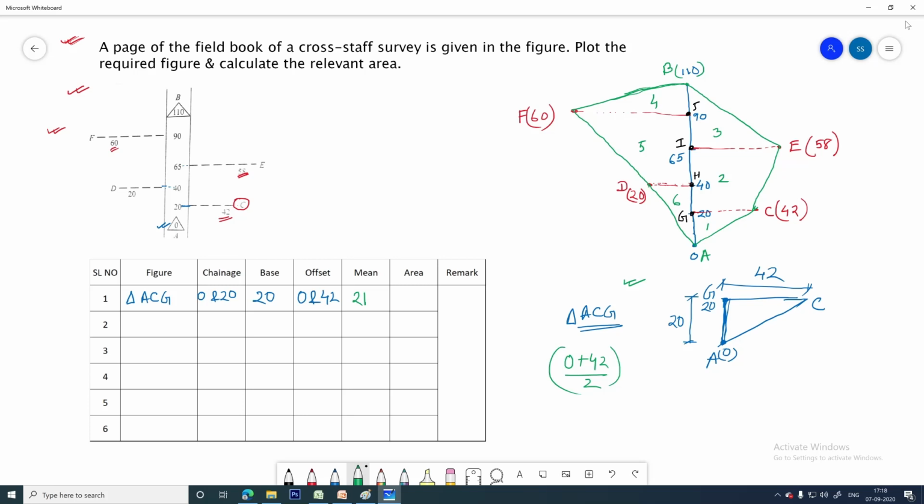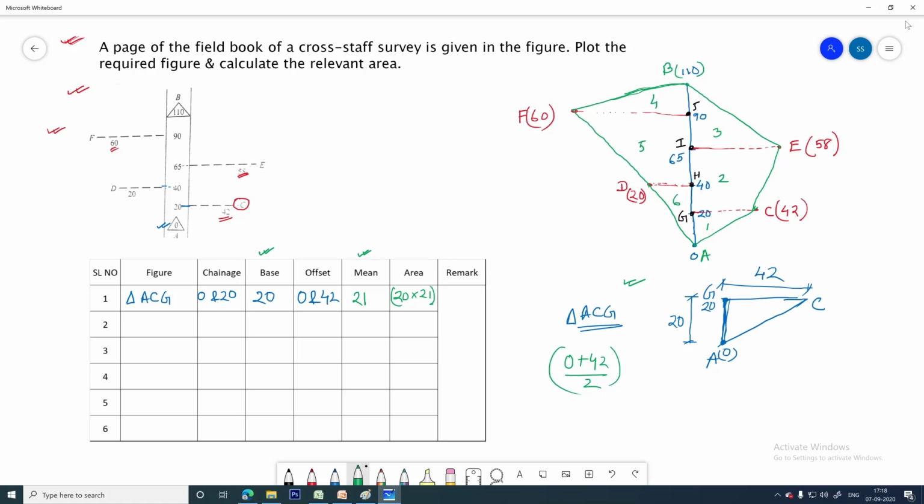And now area. Okay, I will determine the area later on. You can directly determine the area also. To determine the area we just need to multiply column 4 with column 6. This one is column number 4, and this one is column number 6. So you just multiply these two values, that means 20 into 21, and you will get the area. At last I will determine all the values of the areas.